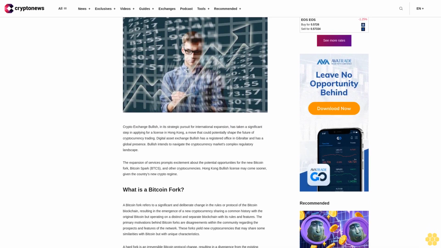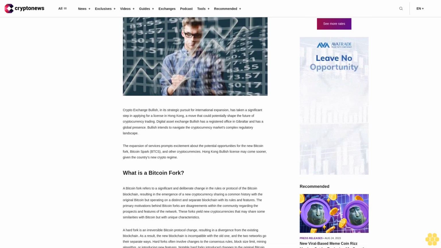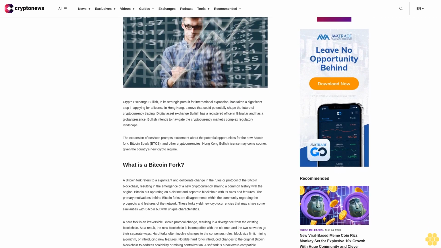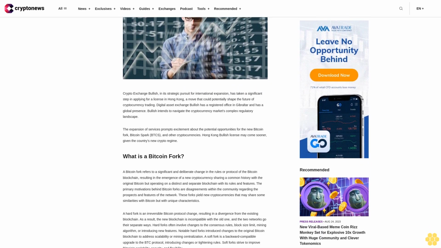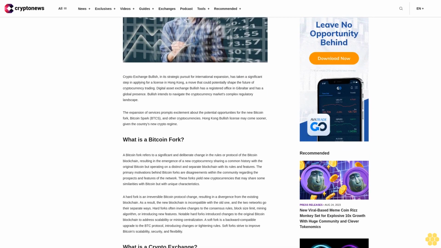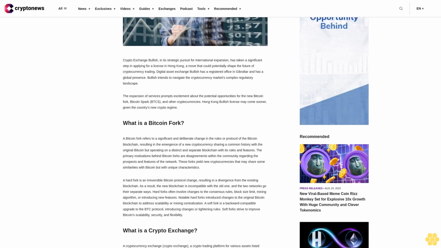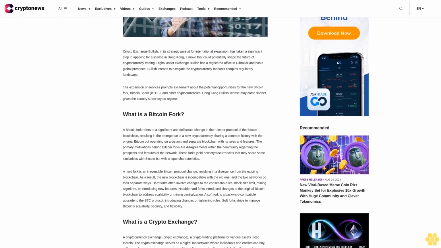Digital asset exchange Bullish has a registered office in Gibraltar and has a global presence. Bullish intends to navigate the cryptocurrency market's complex regulatory landscape. The expansion of services prompts excitement about the potential opportunities for the new Bitcoin fork, Bitcoin Spark BTCS, and other cryptocurrencies. The Hong Kong Bullish license may come sooner, given the country's new crypto regime.